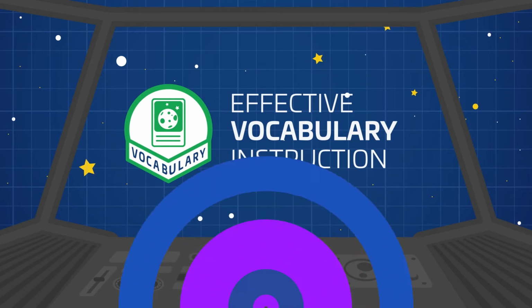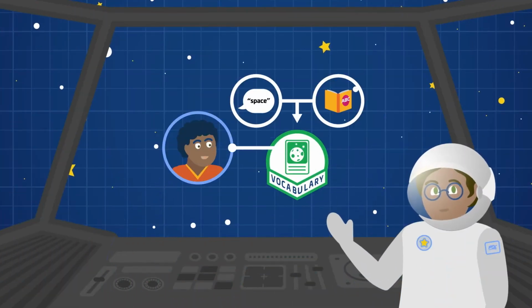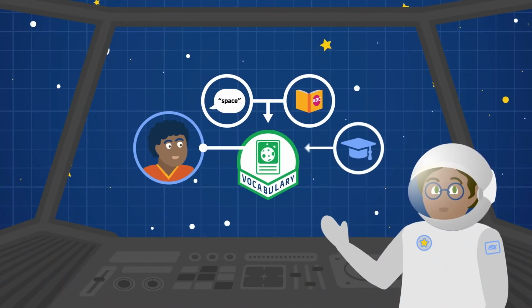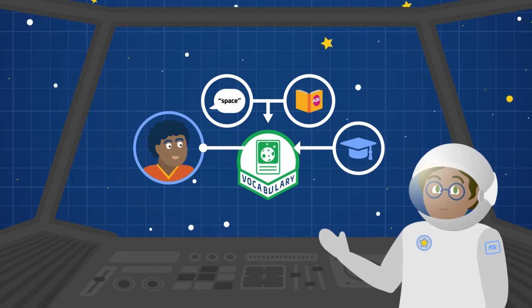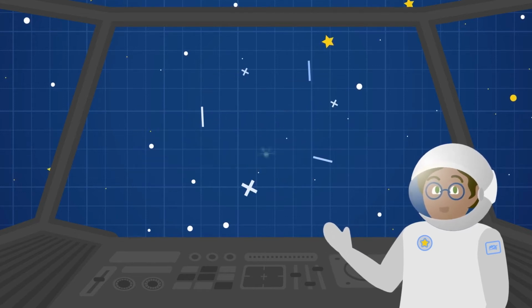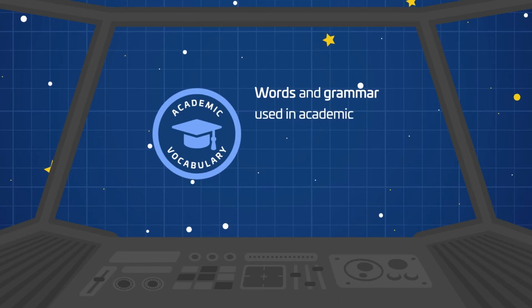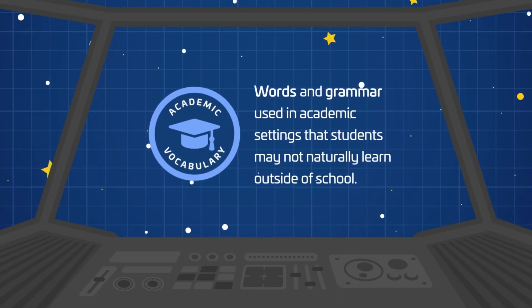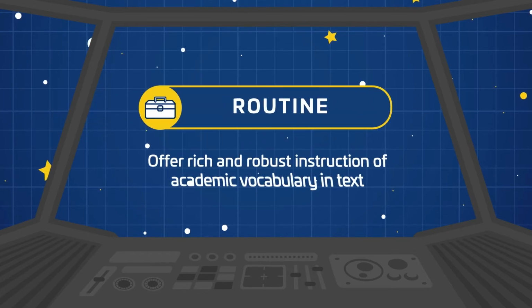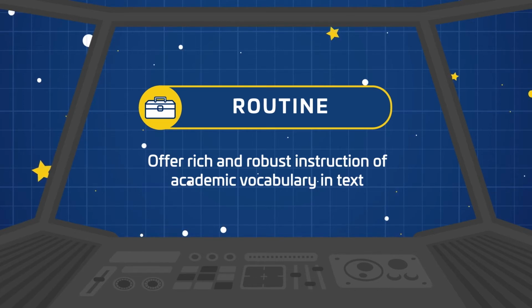Students learn vocabulary passively through rich oral language experiences and wide reading. However, they also require explicit instruction in academic vocabulary. Academic vocabulary and language skills are the words and grammar used in academic settings that students may not naturally learn outside of school. To help students acquire academic vocabulary, offer rich and robust instruction of academic vocabulary in text.